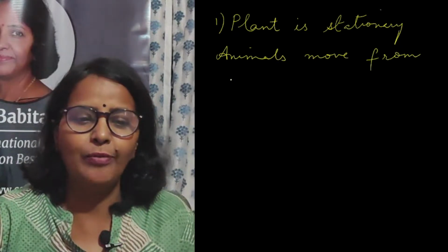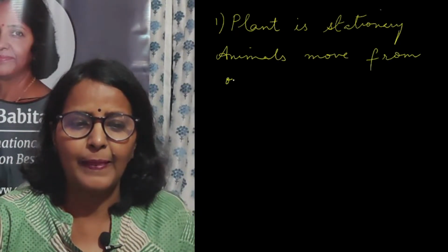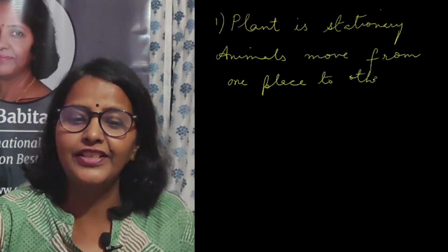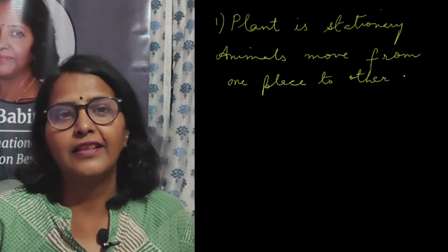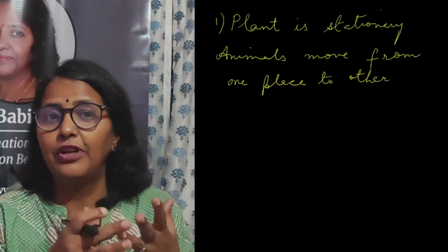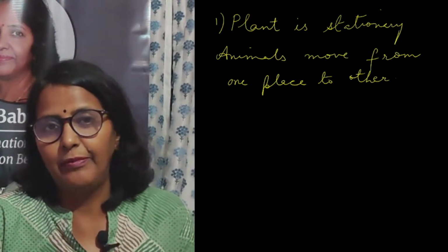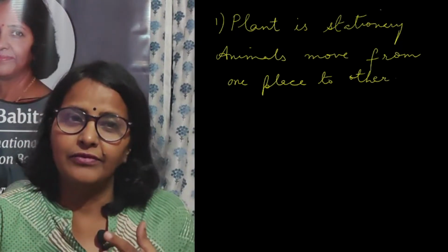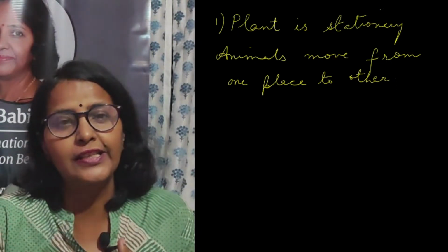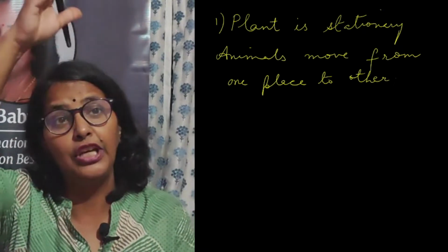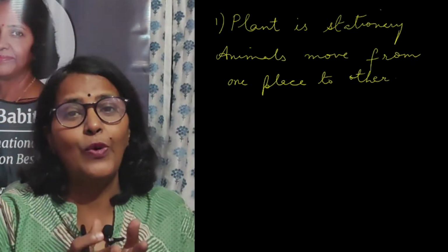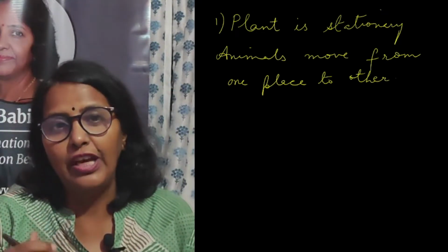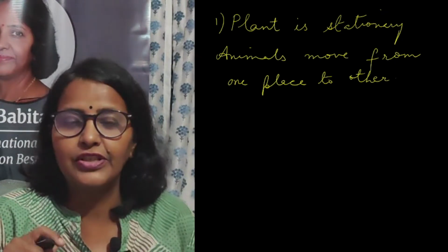If they move from one place to other, they require more energy and they require some muscular form that will help them to move from one place to other. So, they have a different type of tissues based on this. Plants are stationary and they have to keep themselves upright, so they require some support to keep themselves upright.